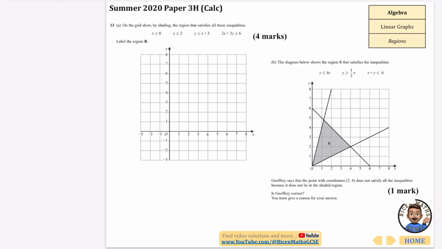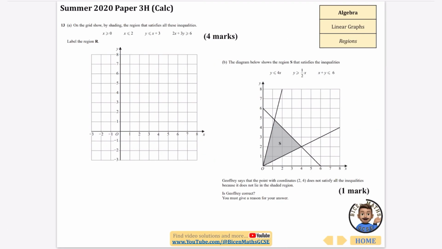Okay. Now we're going to try this one. It says on the grid, show by shading the region that satisfies all of these inequalities. So I'm going to start off doing these two, and I'll do these ones in blue. They are or equal to, so that means we can draw them as straight lines. So I'm going to begin by drawing the line x equals 0. The line x equals 0 is just like this one here, and the line x equals 2 is going to be a vertical line, just like this one.